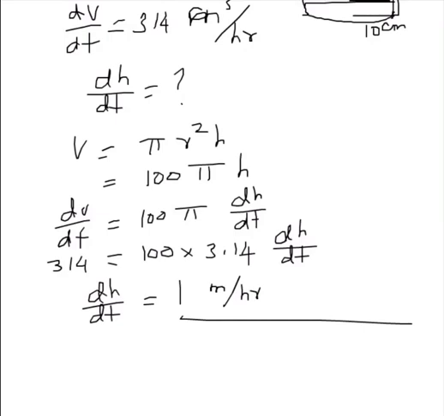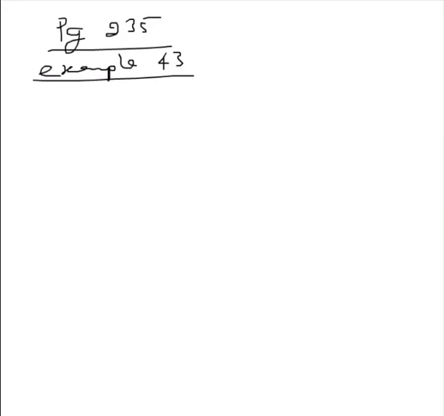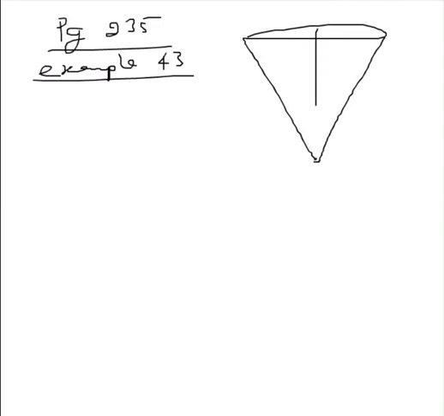Page number 235. Example 43. A water tank has the shape of an inverted right circular cone. The tank is in this shape, with its axis vertical, the vertex lowermost. Semi-vertical angle means half of this vertical angle, that is alpha is tan inverse of 0.5. That means tan alpha is 0.5, that is, 0.5 is half.